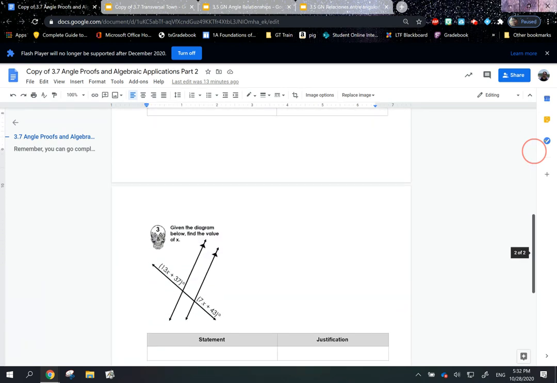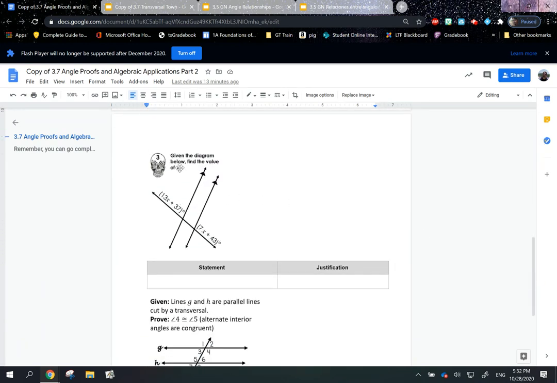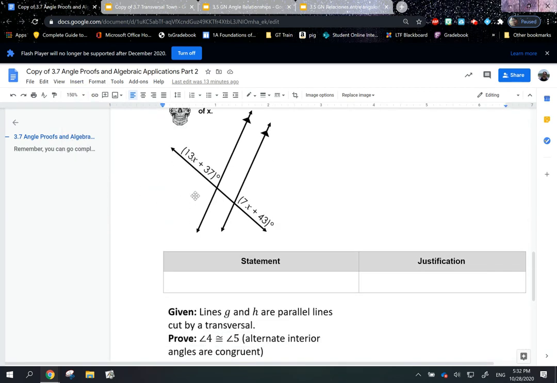So I'm going to jump down to number 3. Number 3 says, given the diagram below, find the value of x. And let me zoom in here to see it a little better. And so I have 13x plus 37 for one of my angles, and 7x plus 43 for the other.